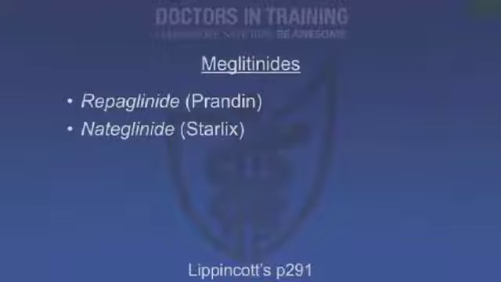Now, I'm not sure why Lippincott called these meglitinide analogs. Meglitinides is the class name for the drugs.